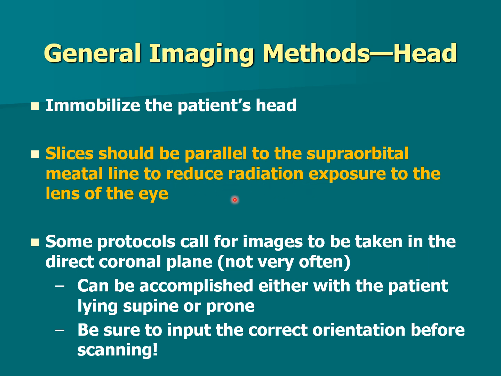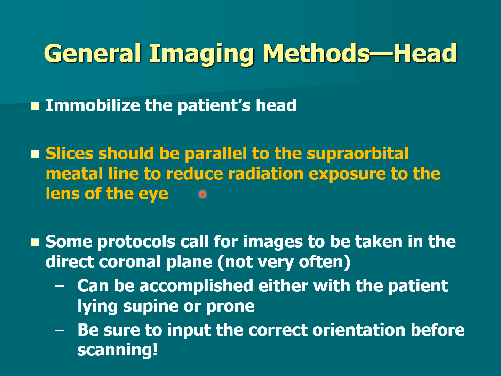Slices should be parallel to the supraorbital meatal line to reduce radiation exposure to the lens of the eye. I'm going to ask you that on a test somewhere. Anytime you see something highlighted in yellow or red, you can be pretty sure I'm going to ask that again. We still would like to tuck the patient's chin so that that supraorbital meatal line is there, or we can angle the gantry.